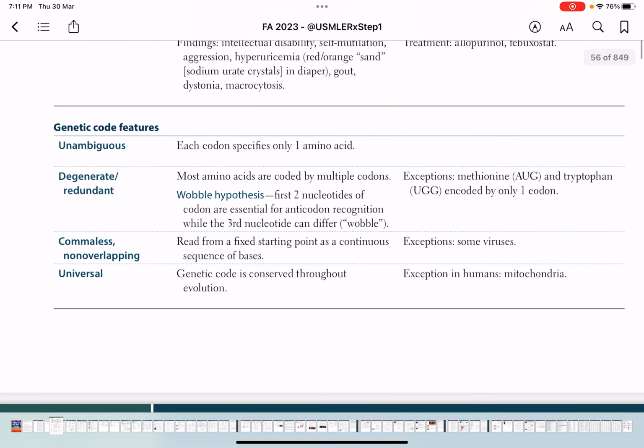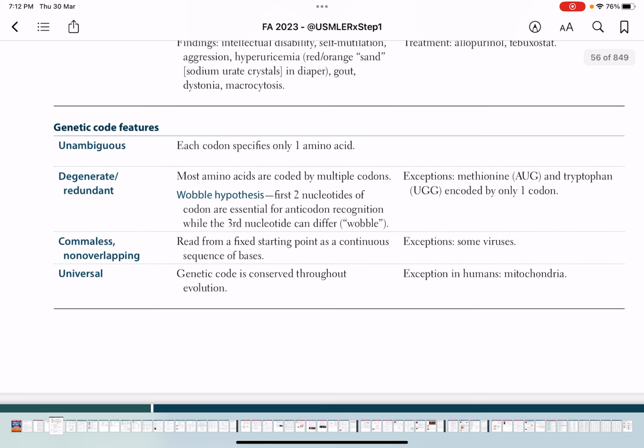Treatment is allopurinol and febuxostat. Genetic code features are unambiguous, degenerate, commaless, non-overlapping, and universal. Unambiguous means that each codon specifies only one amino acid. Degenerate means most amino acids are coded by multiple codons, except methionine, which is coded by AUG, and tryptophan, UGG, encoded by only one codon.